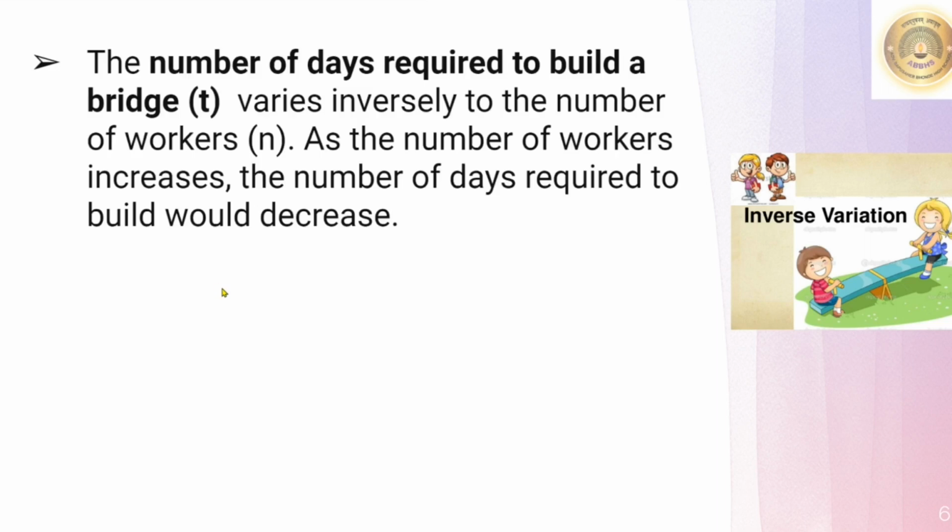Let's try another example. The number of days required to build a bridge, say time t, varies inversely to the number of workers. As the number of workers increases, the number of days required to build would decrease. That means if you have more workers, you will require less time. And if you have fewer workers, you will require more time. So how can you write the relation? t is proportional to 1 upon n.